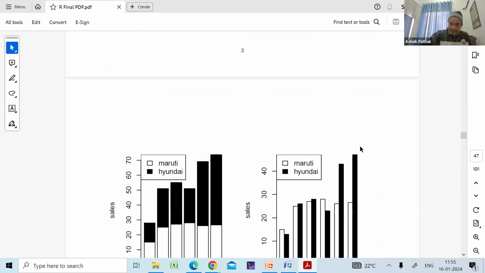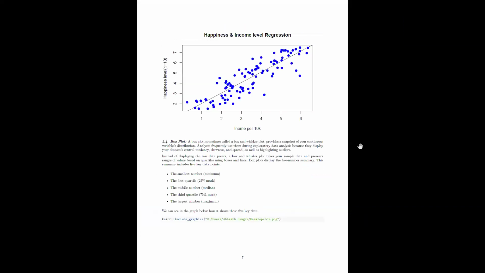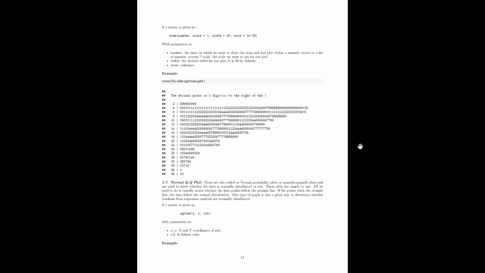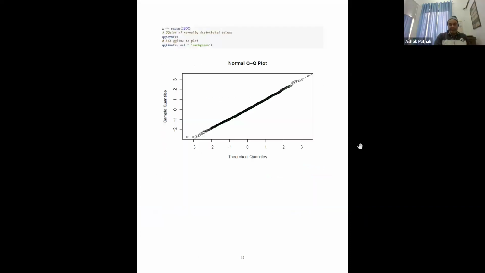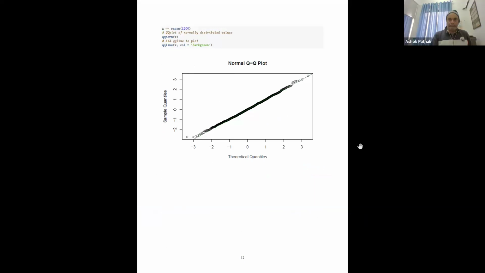Any questions? Sir, from my end, in terms of research work, hello, am I audible? Yeah. In terms of research work, in what situation do we use R programming rather than Python programming, and for which purpose?